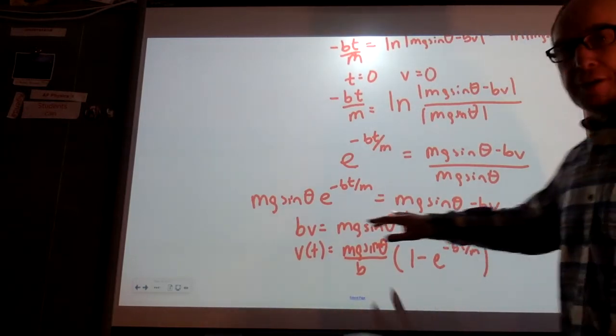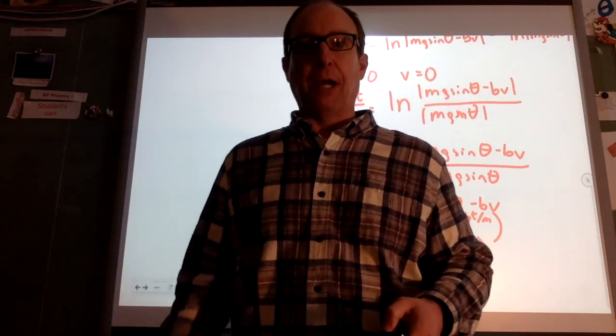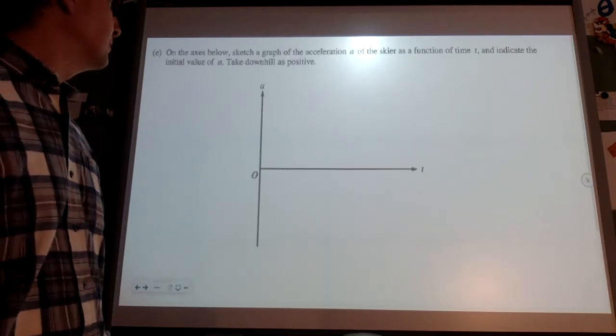And again, you could memorize all of the different parts and just substitute it in, and that's why they make you actually show the steps of your differentiation.